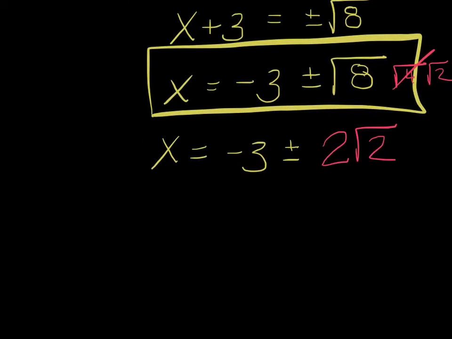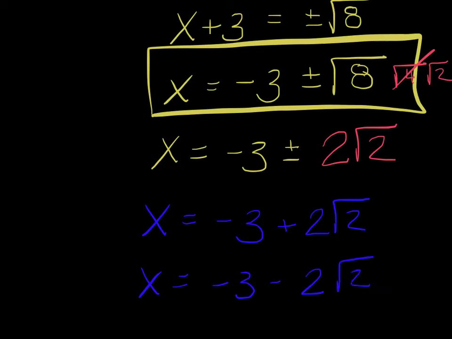And then clearly we just want to justify that there are two answers. There really is negative 3 plus 2 radical 2, and there is negative 3 minus 2 radical 2. And there you have it. We have got our solutions.